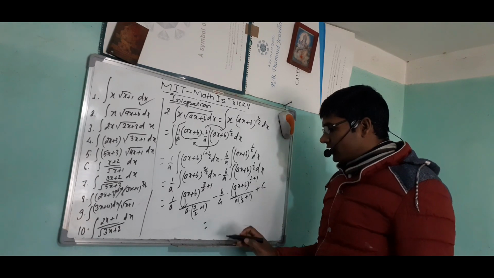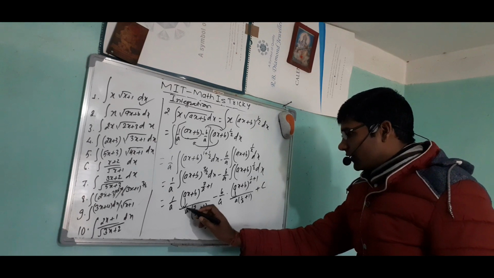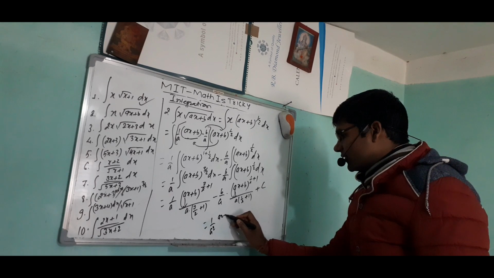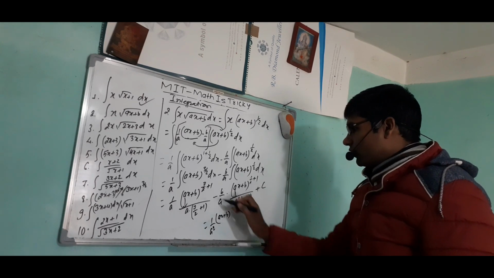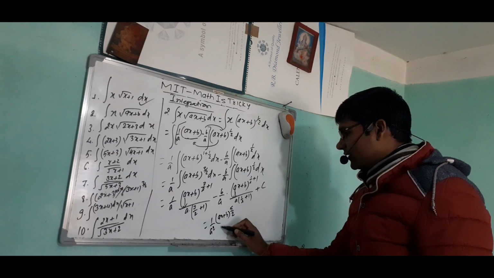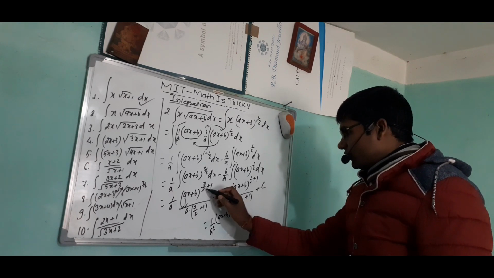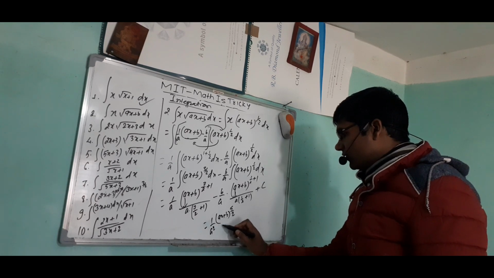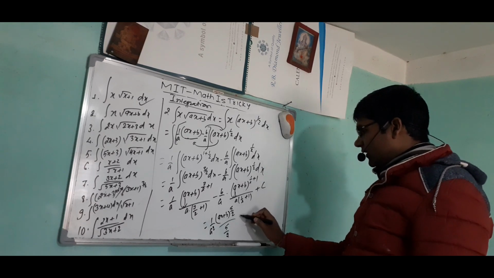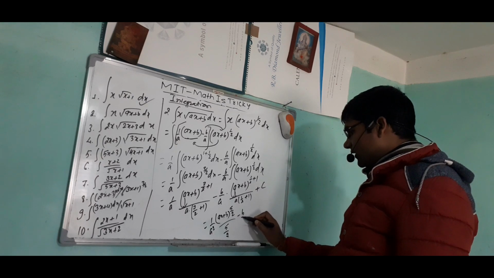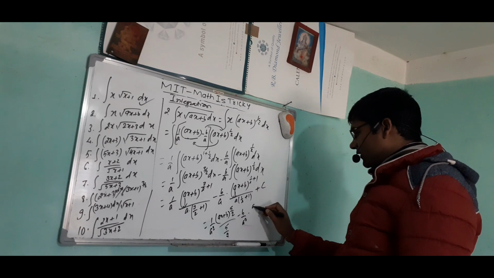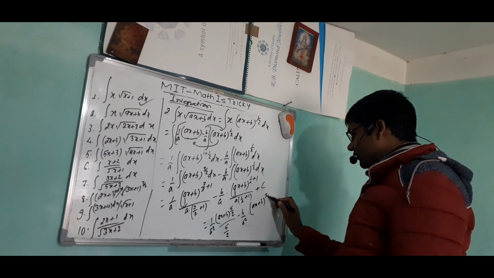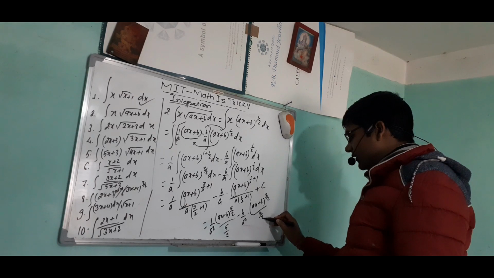So the final answer will be, a is already here, so it is 1 by a square, and ax plus b whole power 5 by 2, and this is 3 plus 2, 5 by 2, so it will be 2 by 5 we can write here, or 5 by 2, and then minus b by a square, and then the remaining will be ax plus b power 1 plus 2, 3 by 2, and the base will be 2 by 3, plus c.